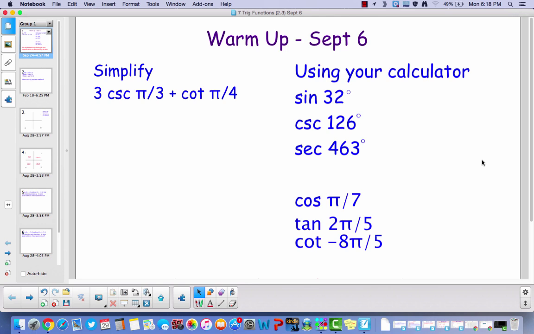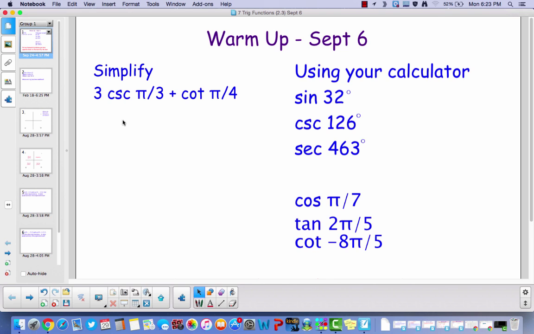Today we're going to look at some of the trig functions and their values based on what quadrant they fall in. But before we do that, would you do these review problems, please? Take a few minutes and try these. Now that you've got those done, let's see what our answers are.